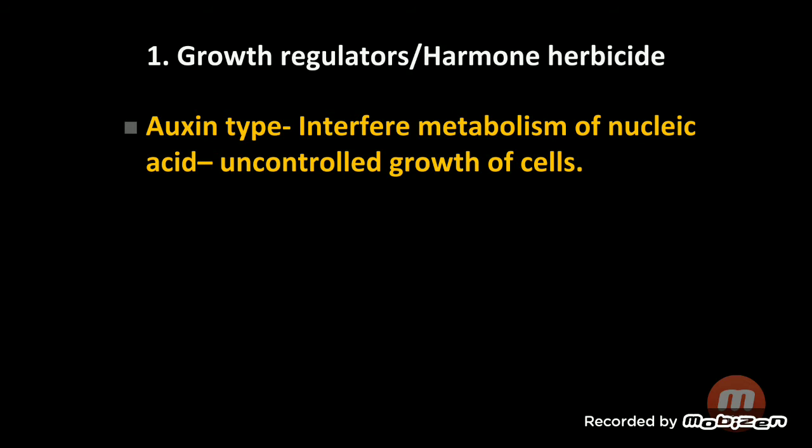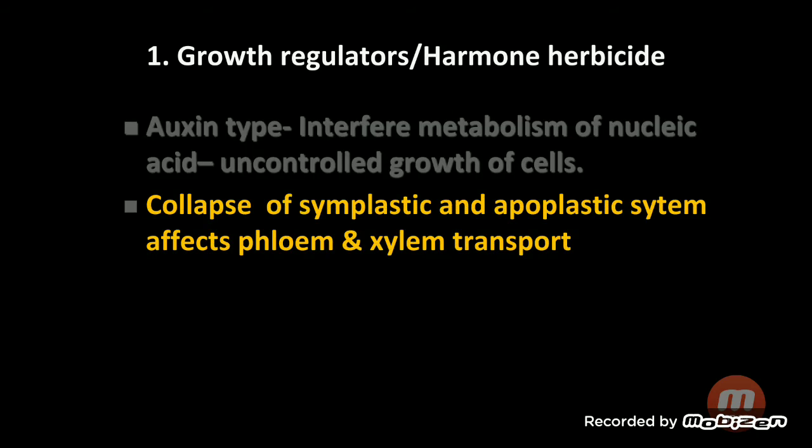They interfere with the metabolism of nucleic acid. They do not allow the normal mechanism of nucleic acid, and uncontrolled growth of cells takes place. That is why there is a collapse of symplastic and apoplastic systems. Symplastic, the living parts in the cells; apoplastic, the non-living parts in the cells. Because of the abundant cell growth, the symplast and apoplast will collapse, that affects the phloem and xylem transport, and that is why the plant dies.